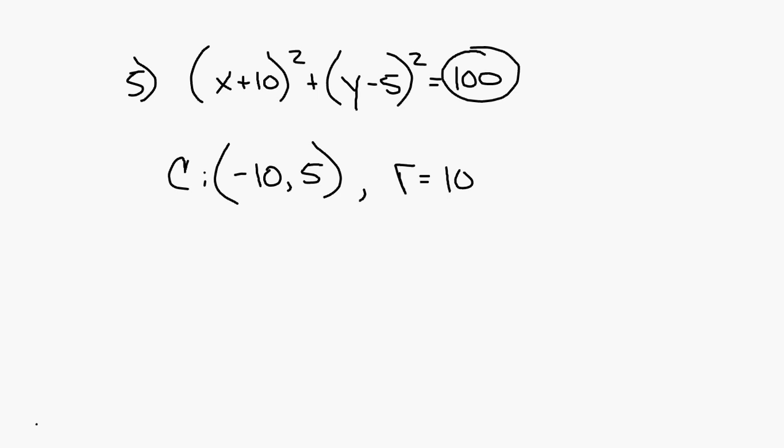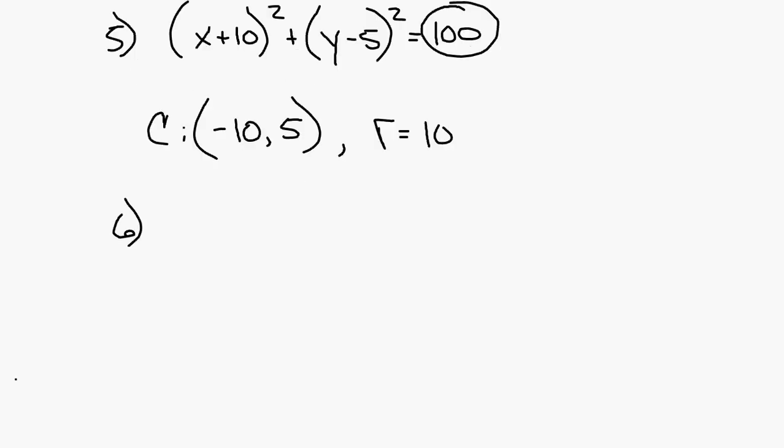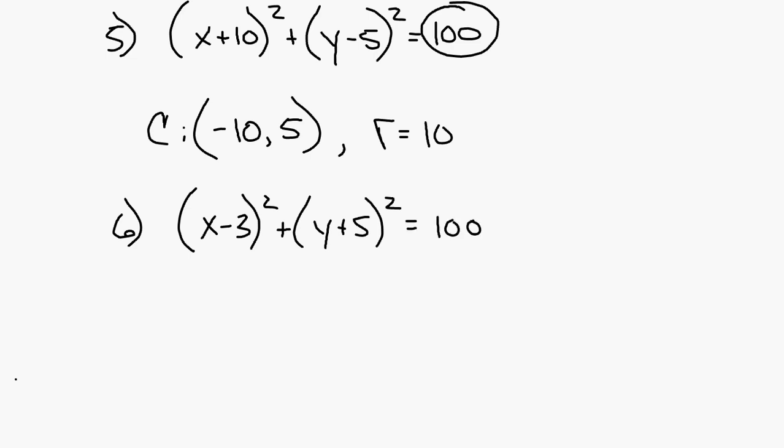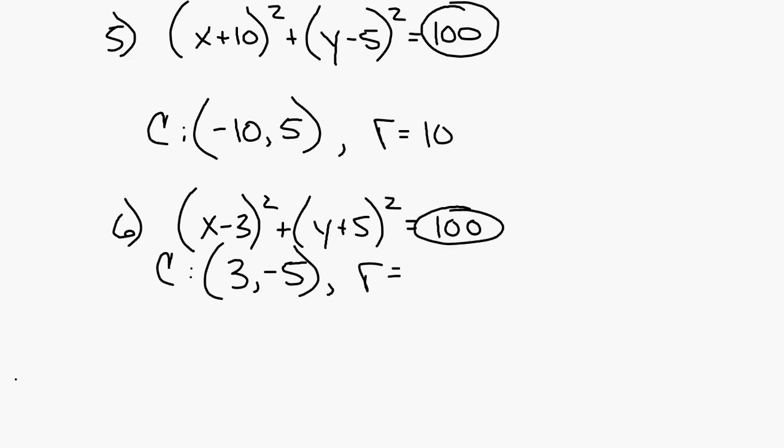Number 6, same question. Find the center and radius. You've got (x − 3)² + (y + 5)². Oh, it equals 100 again. So that's not real tough. So your center is at positive 3, negative 5. And your radius is equal to the square root of 100, which is 10. Those won't be the same tomorrow.